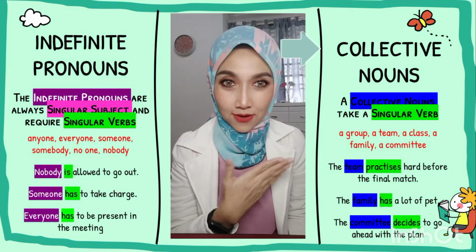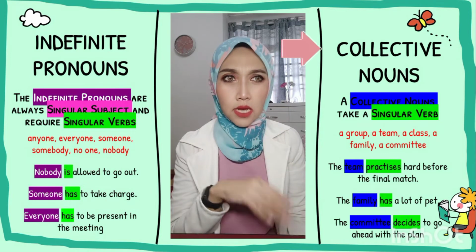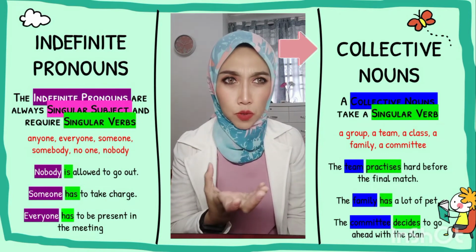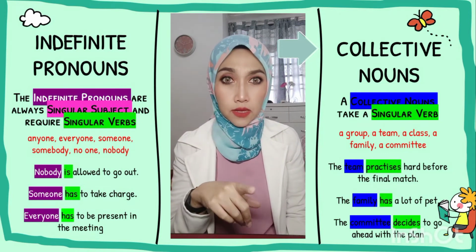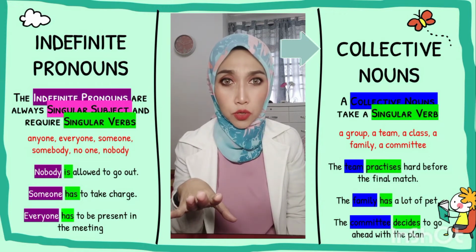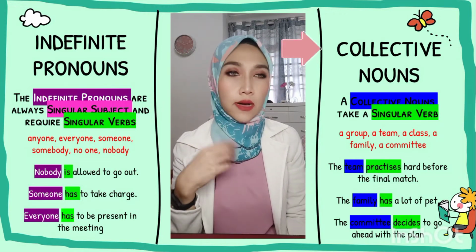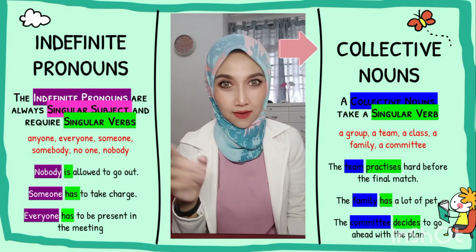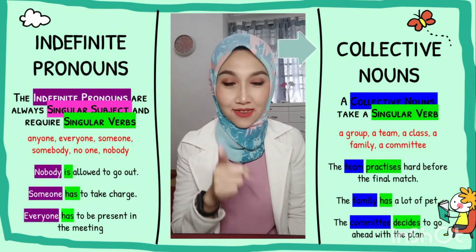Collective nouns. Okay, this one is also very important. You always get confused with this one too. So after this, please, no more confusion. Make sure you, oh, I know this. Oh, it's a piece of cake. Okay, I want that from you.